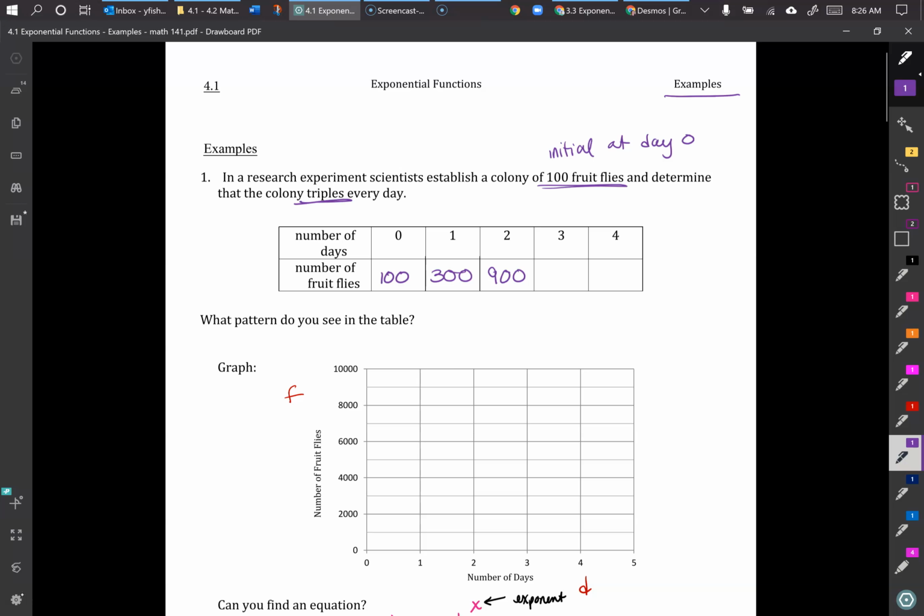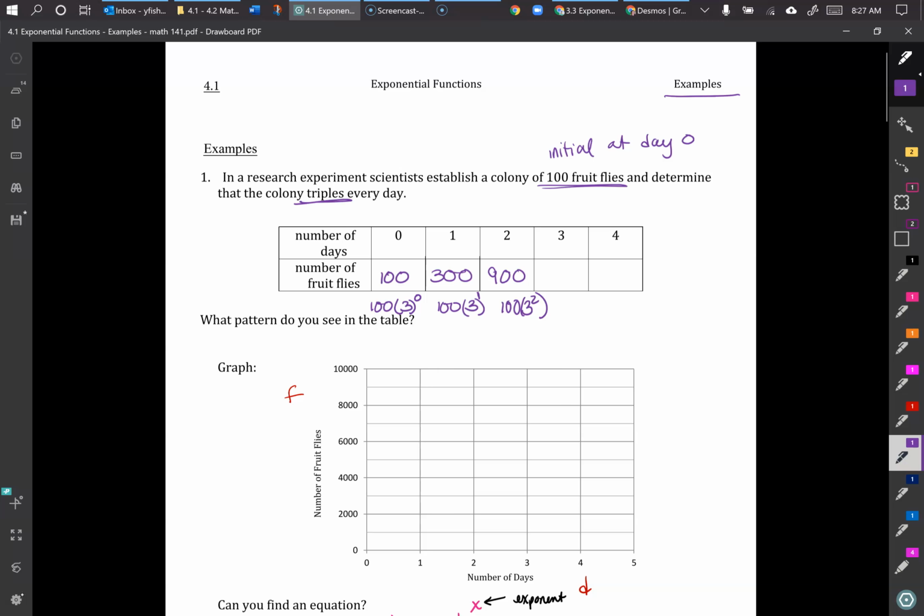And they'll break down to prime factors. If I actually broke this down, this would be 100 times 3 to the 0. That's my initial amount, so anything to the 0 is 1, just remember. Then this would be 100 times 3 to the power of 1, and then 100 times 3 to the power of 2, and so on and so forth. So go ahead and pause and fill in the rest.